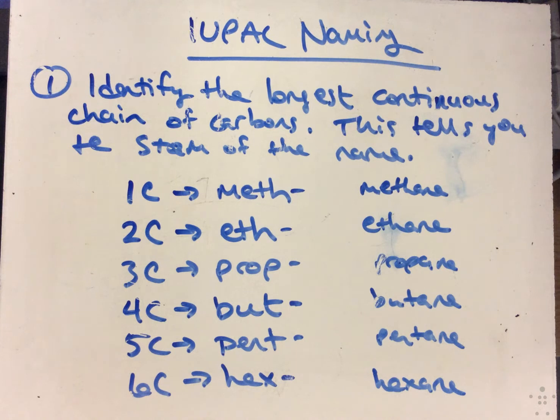So if your longest chain has 1 carbon, its parent name would be meth. For an alkane, that would be methane. If it has 5 carbons, it would be pent. For an alkane, again, it would be pentane. So 1, 2, 3, 4, 5, 6 carbons. 6 is the maximum that you are required to know for IB chemistry, but remember the basic naming would continue on with that similar naming system: heptane, octane, nonane, decane, and so forth.